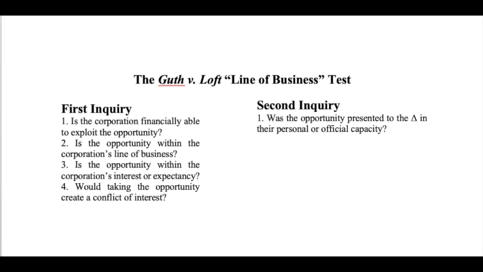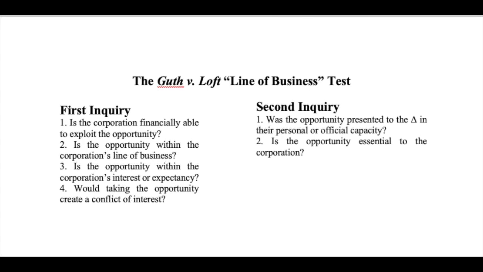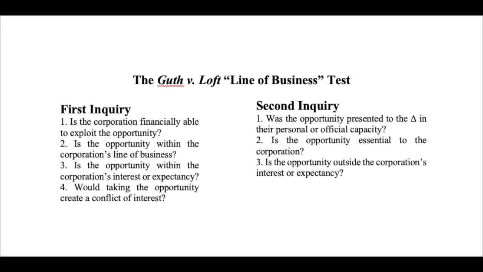The first of those questions is whether the opportunity was presented to the fiduciary in their personal capacity or in their official capacity as fiduciary. The second is whether the opportunity is essential to the corporation in some way, like losing it will be very bad for the company. The third is whether the opportunity is outside the corporation's interest or expectancy.